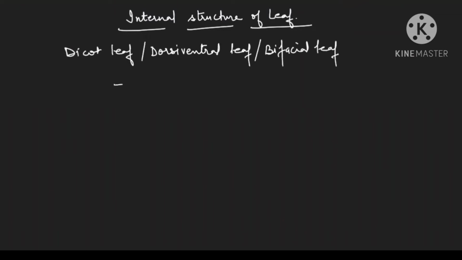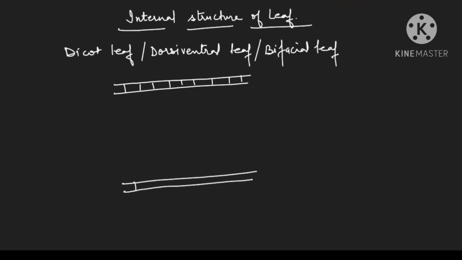Now they have two epidermis, upper epidermis, right now I'm drawing, this is your upper epidermis and this is lower epidermis. So they have two epidermis, upper and lower, and they are covered by the cuticle. Both the epidermis are covered by cuticle. So this is thick cuticle which is present on both the epidermis, upper and lower.